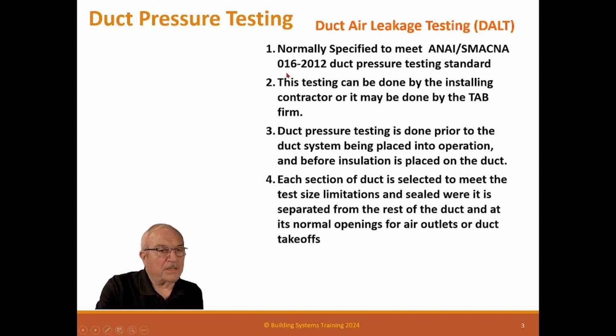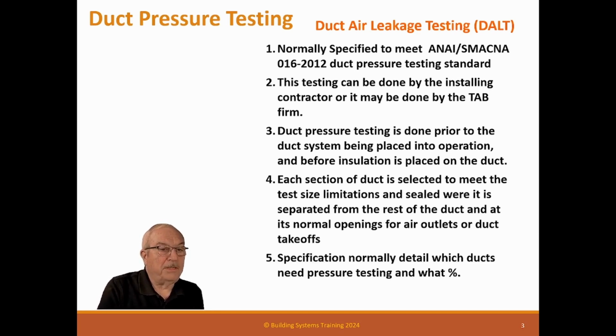Each section of duct is selected to meet the test size limitations. How much duct can we do? And sealed where it is separated from the rest of the duct. And it's sealed at the normal openings for air outlets and duct takeoffs. So in other words, you take this piece of duct and you seal up the ends, put a test rig on it and test it. You can tell if that piece is leaking.